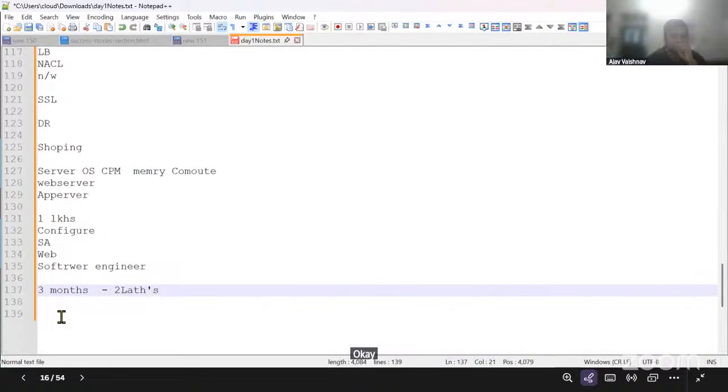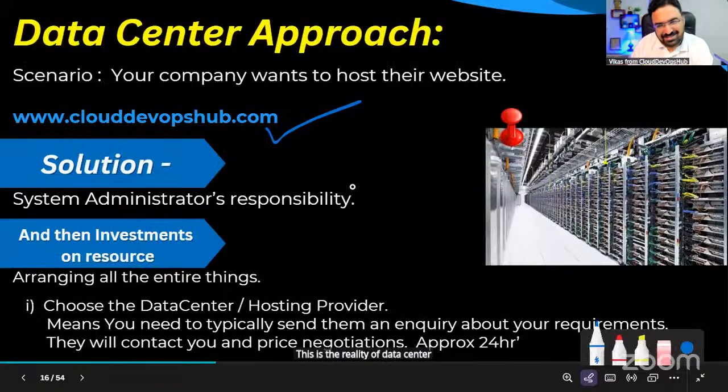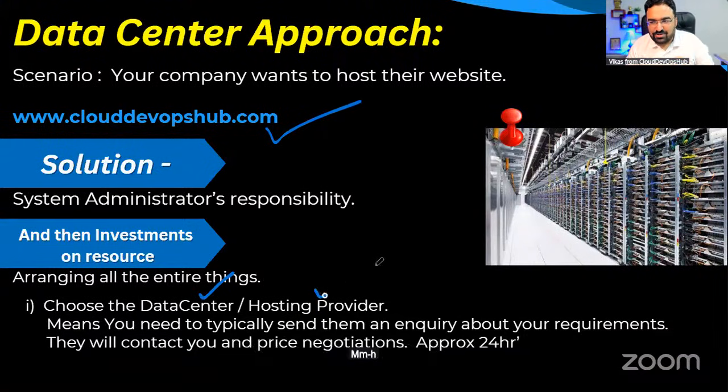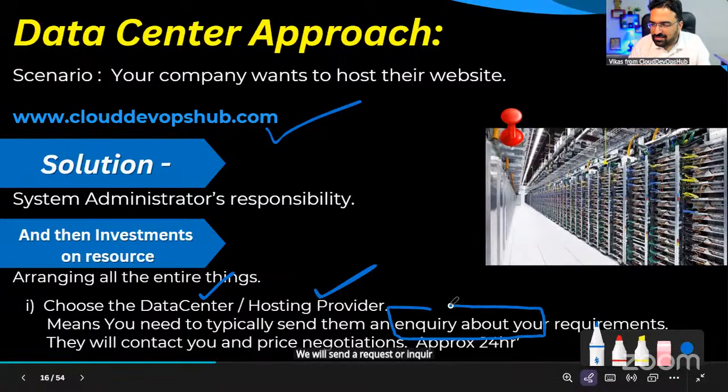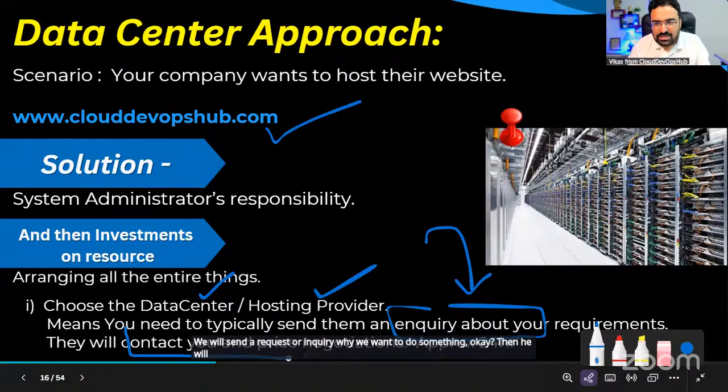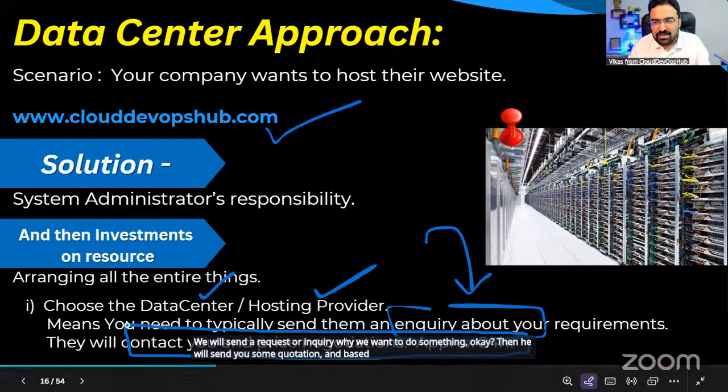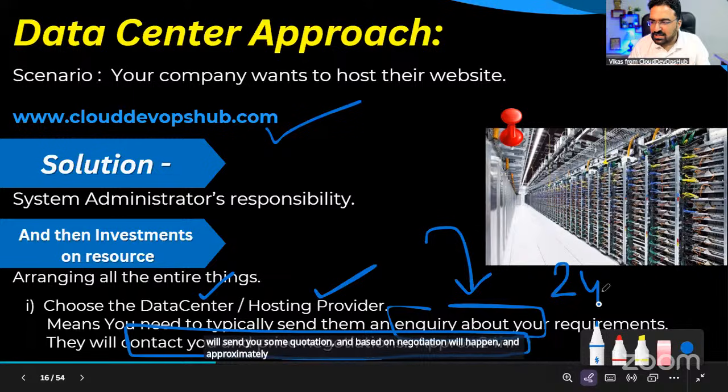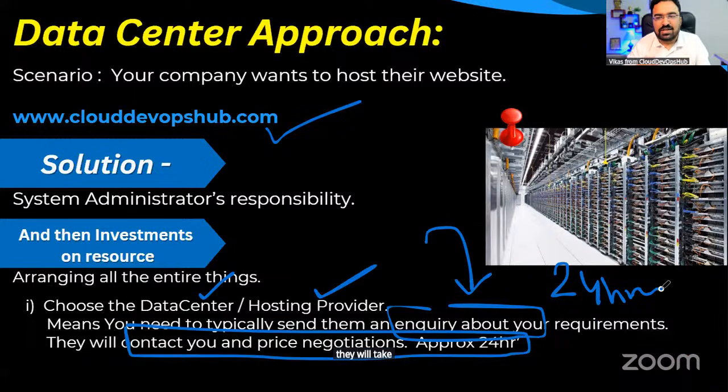You have to do all these things. This is the reality of data center 10 years back. 10 years ago it used to happen like this. Or otherwise, we have to choose the data center or hosting provider. We will send a request or inquiry: brother, we want to do something. Then he will send you some quotation, negotiation will happen, and approx 24 hours they will take, and then discussion will get started.